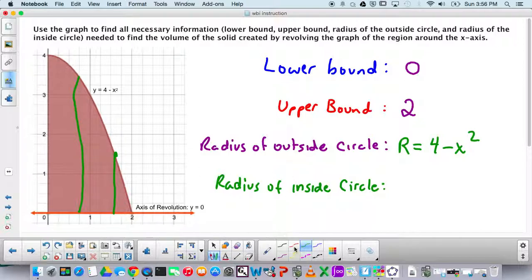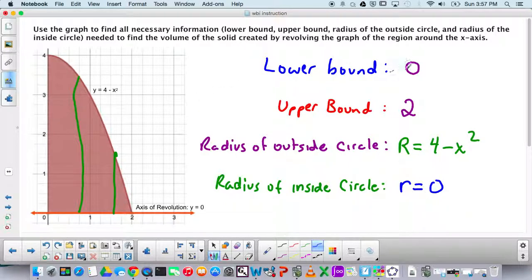And then lastly, we want the radius of the inside of the circle, which, since in this case the shaded region is actually attached to the axis of revolution, the distance between the axis of revolution and the inside of the shape is going to be 0 because it's actually the same line. So the radius of the inside of our circle, little r, is going to be 0.